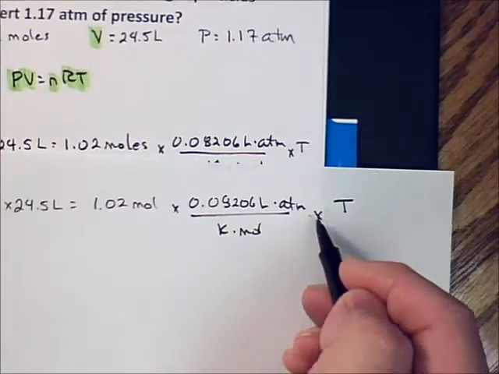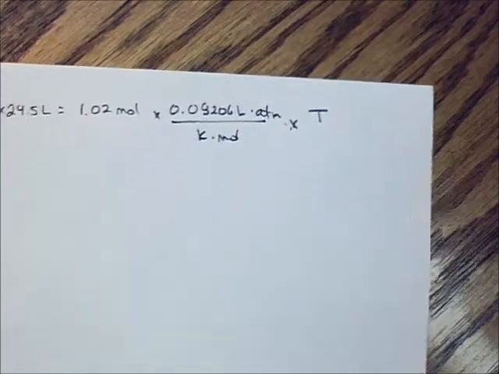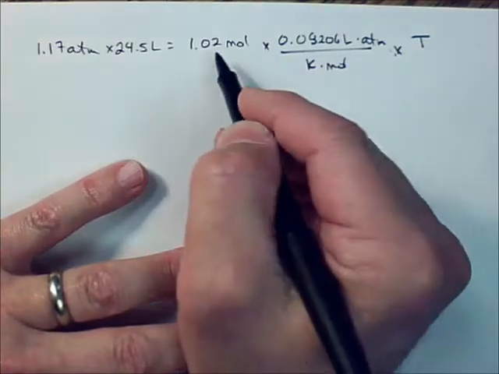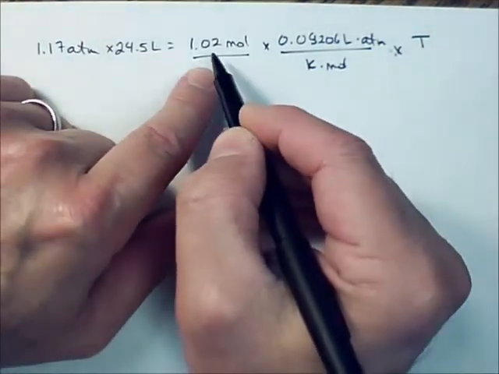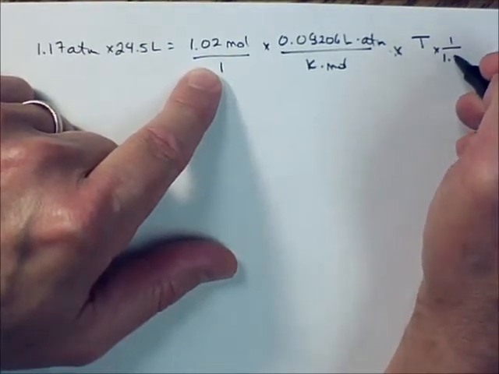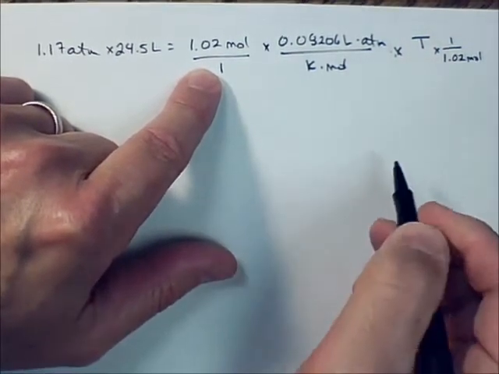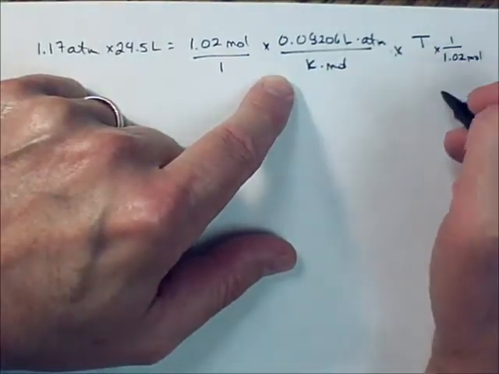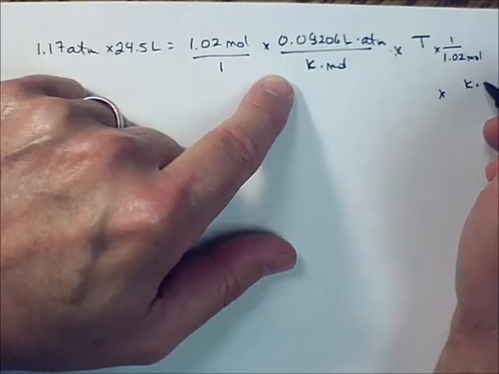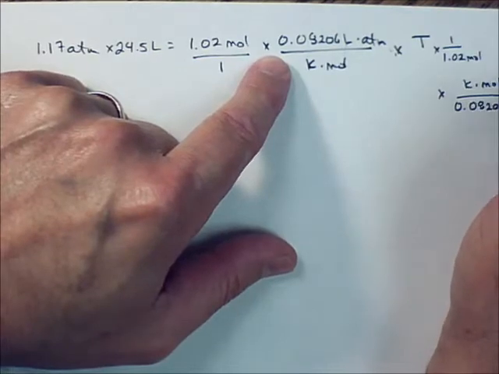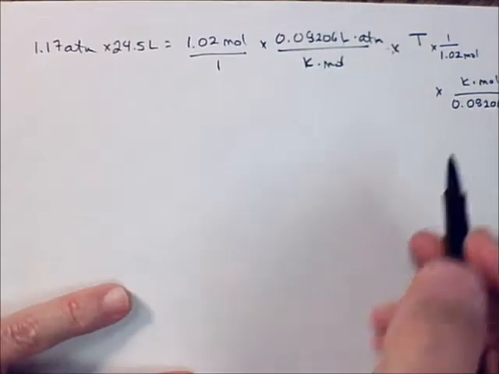What we're going to need to do, the next step is always the same. We're going to need to isolate our unknown. Our unknown is T. To do that, we've got to multiply by something that's going to get rid of this. That's 1 over 1.02 moles. We've got to multiply by something that's going to get rid of this, so we've got to flip this around: Kelvin times moles over 0.08206 liters times atmospheres.